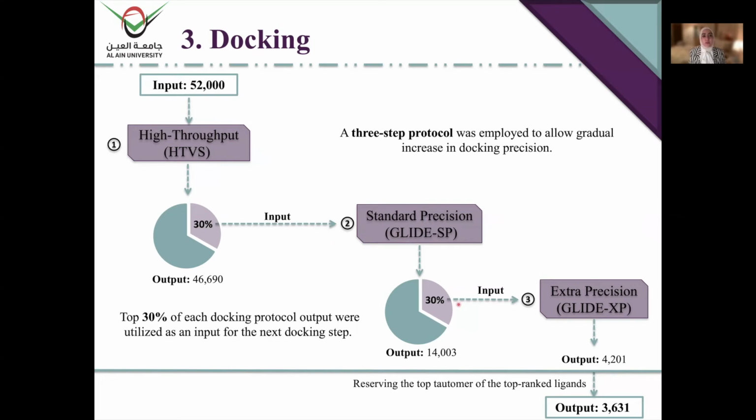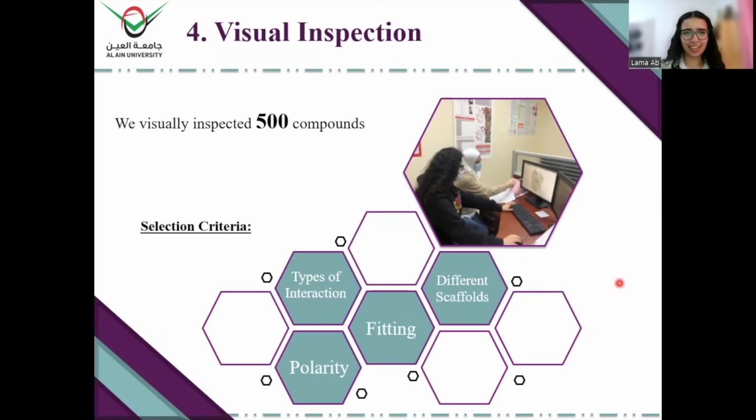Once we were done with the docking, we reserved the top tautomers of the top ranked ligands. In other words, we selected the conformations with the highest docking score from each group. Again, we started the docking step with 52,000 compounds, and we ended the docking step with only 3,631 potential inhibitors. Later on, 500 compounds were visually inspected by us.